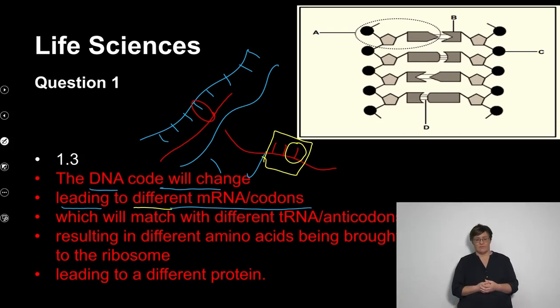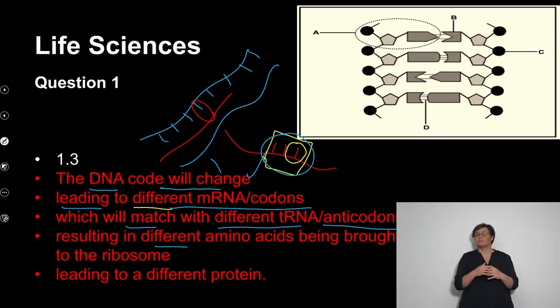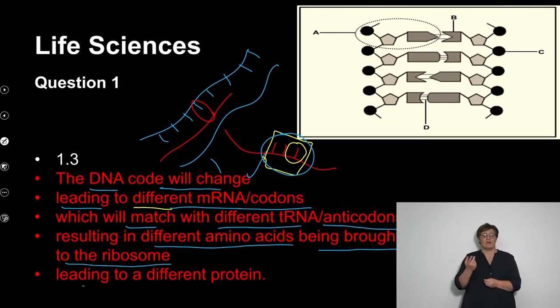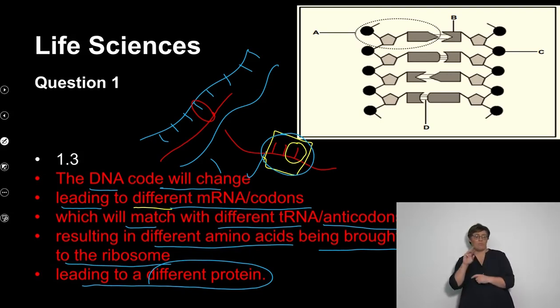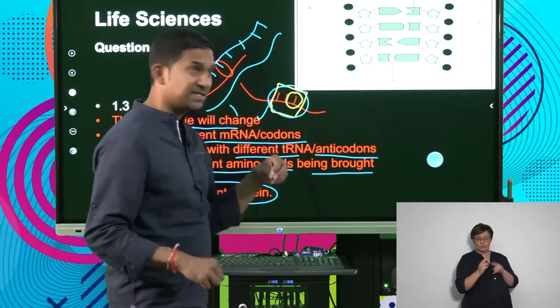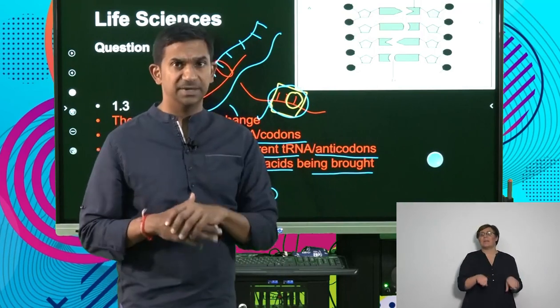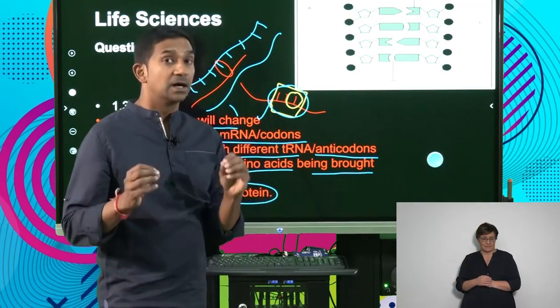Okay, this will match with a different tRNA and produce an anticodon that does not carry the initial amino acid that was coded for by the unaltered codon. This results in a different amino acid being brought by the tRNA to the ribosome. In turn, this leads to a different protein or an altered protein. So guys, we do know that mutations can be neutral, where a mutation like this sometimes codes for the same amino acid, and we refer to those as neutral mutations.